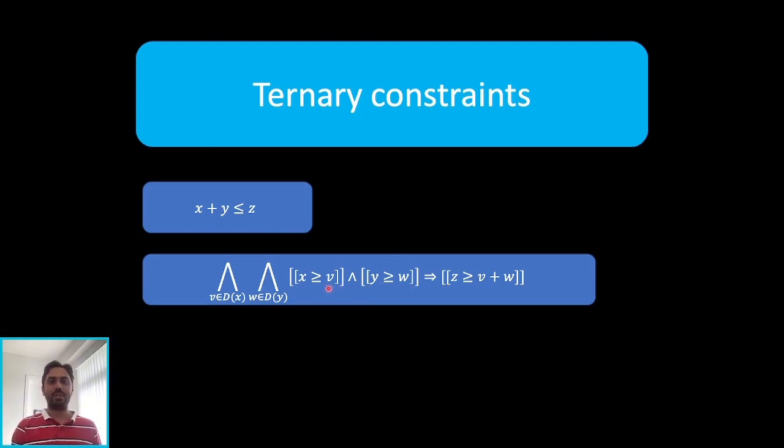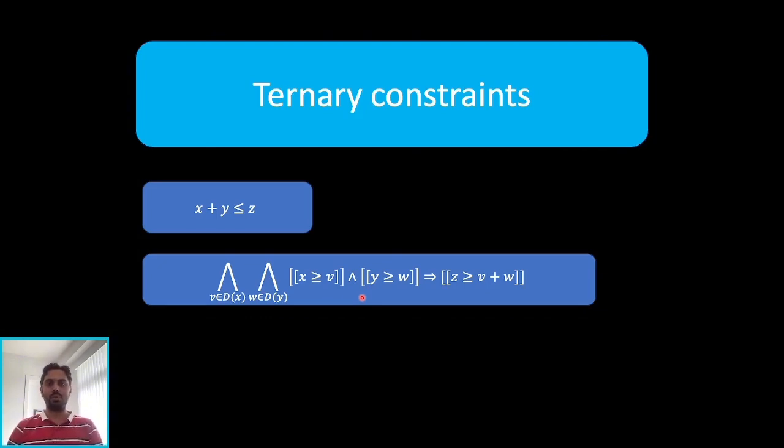So we described it using less than equal to, but here we are looking at greater or equal to, which is kind of the same thing. Whenever x is greater or equal to v and y is greater or equal to w, that will imply z is greater or equal to v plus w, right? And we create this kind of clauses for all the v's in the domain of x and all the w's in the domain of y, and we put them in ands. Okay, we combine them together. So that's how we can represent the ternary constraints when we are looking at the order encoding.